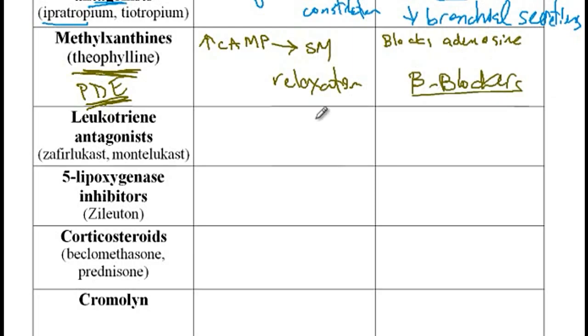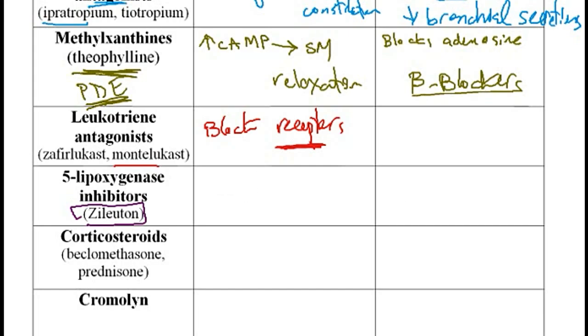The next classes of medications are leukotriene antagonists like zafirlukast and montelukast, and these medications block the leukotriene receptors. And leukotrienes are causing the contraction of the bronchial smooth muscle. So by blocking the receptors in these patients, you will inhibit the bronchial smooth muscle contraction. Next, we have the 5-lipoxygenase inhibitors like zileuton. And these medications inhibit conversion of the arachidonic acid to leukotrienes.